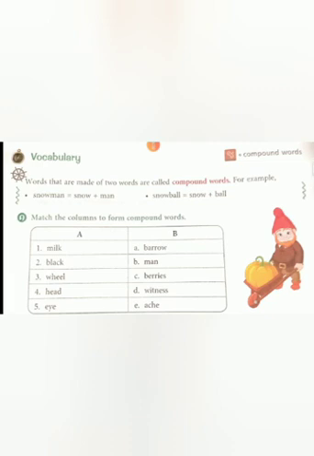Look at the exercise. Match the columns to form compound words. Let me read column A and B first, then we will match. Column A: milk, black, wheel, head, eye. Column B: barrow, man, berries, witness, egg. Shall we match it? Yes. Milk. Which word will you match with milk? Yes, it's milkman. Milk plus man, milkman. Black plus berries, blackberries. Wheel plus barrow, wheelbarrow. Head plus egg, headache. Eye plus witness, eyewitness.